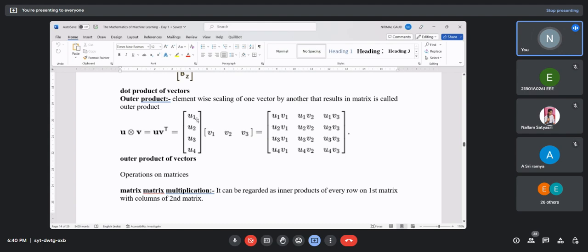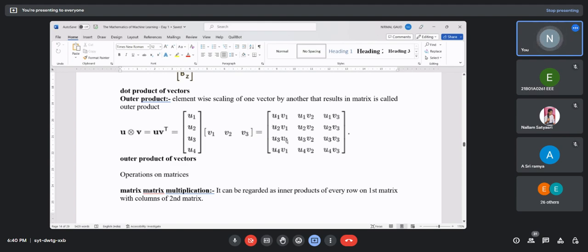So if I take these vectors u1, u2, u3, u4, v1, v2, v3, that means if I need to have an outer product of u and v, here a product is being taken like u dot v transpose. Whatever the vector v was, its transpose has been taken, and then here is the final matrix you are getting.